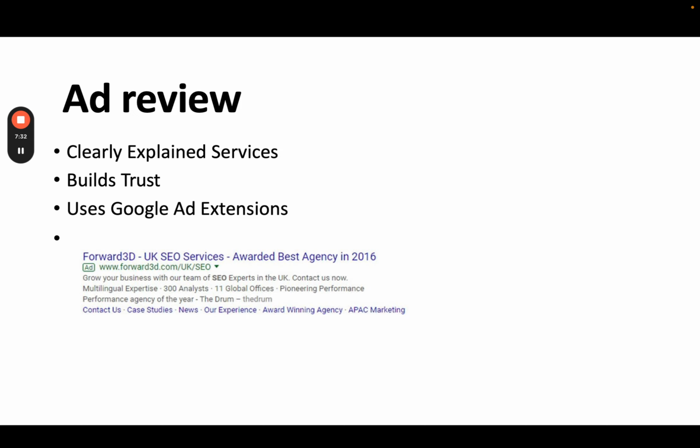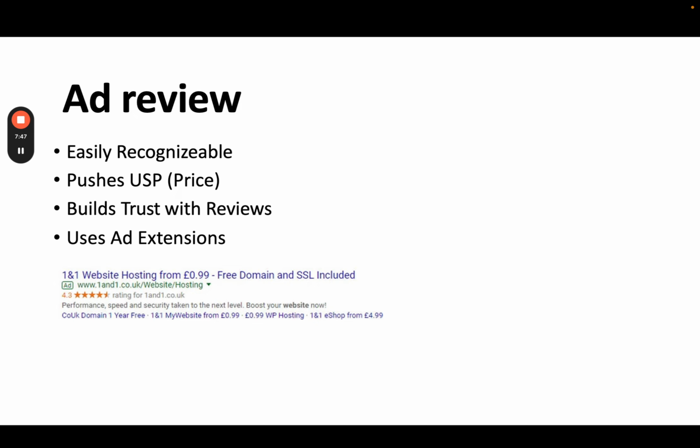Now if you look at this ad, it clearly explains their services and builds trust by saying the words awarded best agency, plus they are using Google ad extensions. For instance, they are using the site extension over here. They are also using ad extensions like the rating extension and sitelink extension, plus they are building trust with their reviews, 4.3 reviews. It is also pushing the USP, unique selling proposition, of having the price in the headline, and they are easily recognizable.